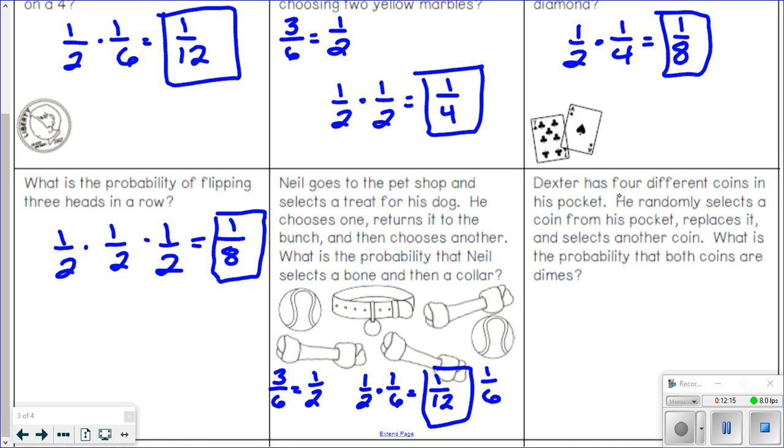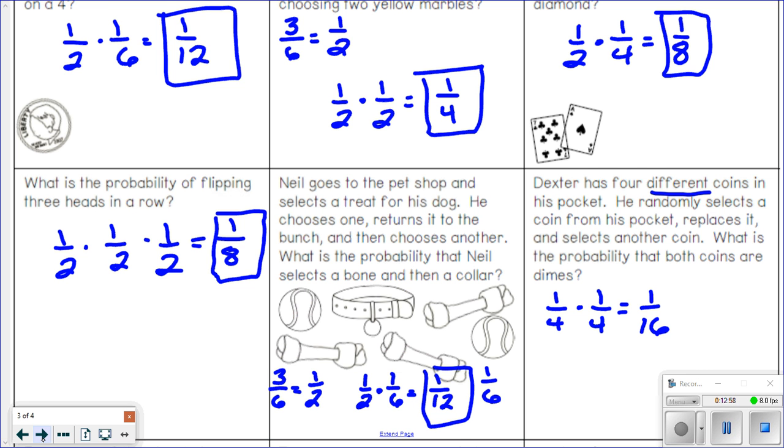Dexter has 4 different coins in his pocket. He randomly selects a coin from his pocket, replaces it, and selects another coin. What is the probability that both coins are dimes? Okay, so the coins are different. That's important here. So there's only one dime in his pocket. So let's say there's a dime, there's a quarter, there's a penny, and a nickel. All right, so 4 different coins. So the probability that he draws a dime is 1/4, because there's one dime and 4 coins. And the second time, the probability is the same, since he's put the coin back in his pocket. So 1/4 times 1/4 is 1/16.